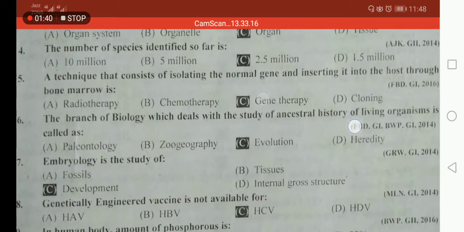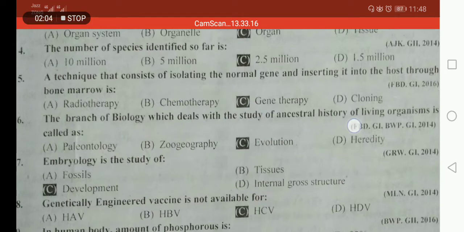Actually, this is the technique in which normal genes are introduced into the bone marrow, and as all of you people know that red blood cells are formed before their birth in the bone marrow, and then this circulate into the whole body. So, if you introduce a new or healthy gene in the bone marrow, then automatically it will transfer into the whole body.